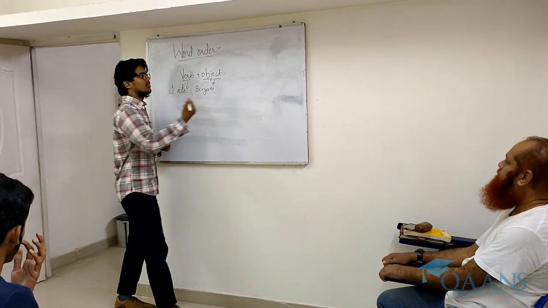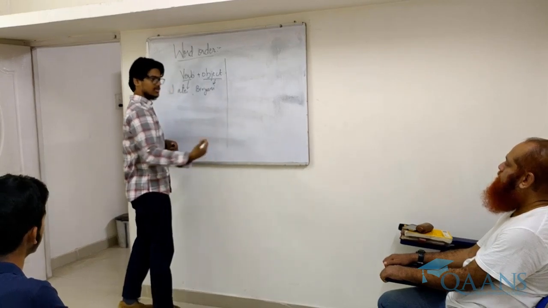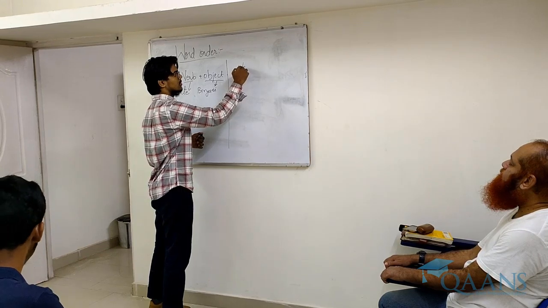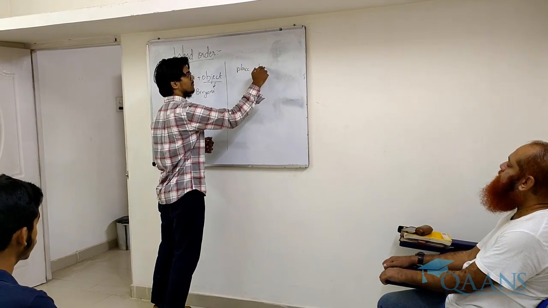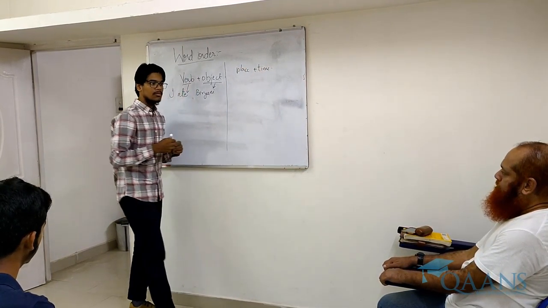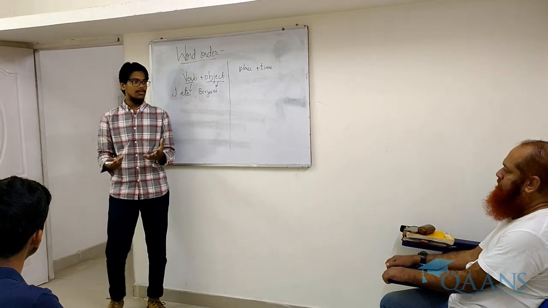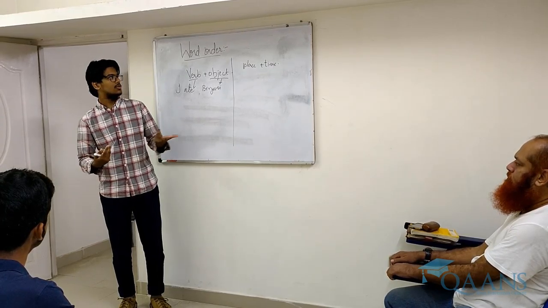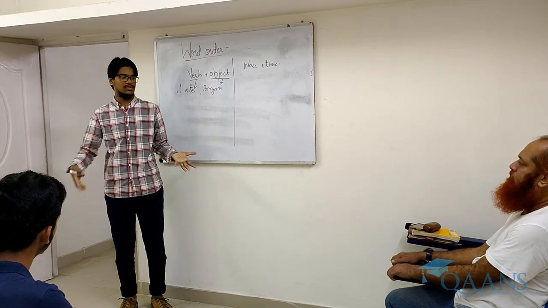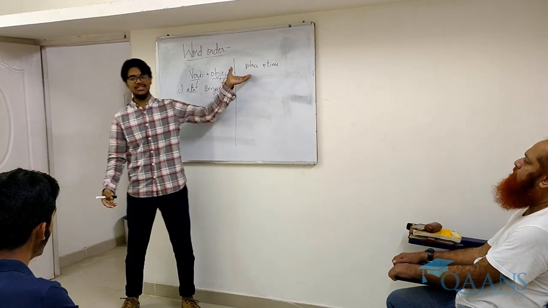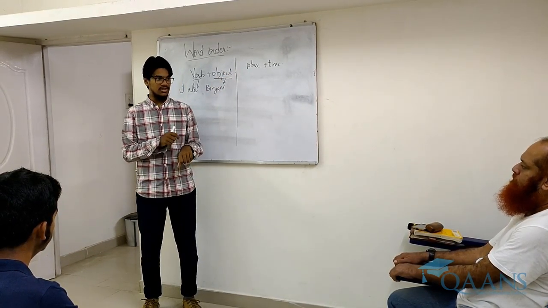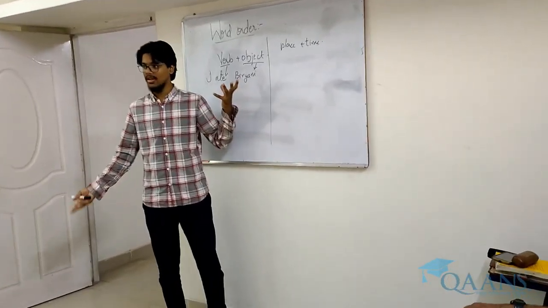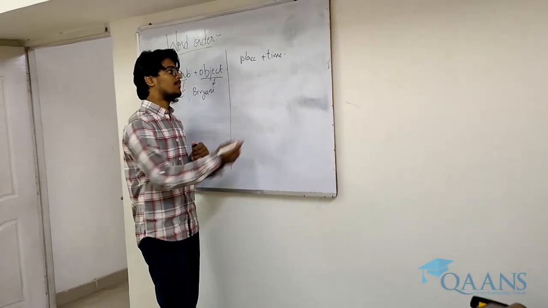The other sentence word order will be place plus time. We use the names of places before mentioning some kind of time. It doesn't necessarily mean this time, it can mean a week or a month.